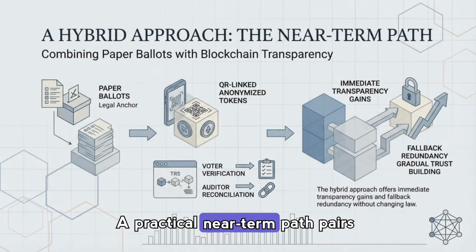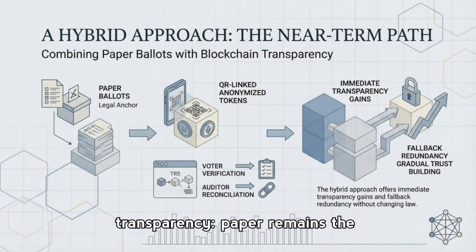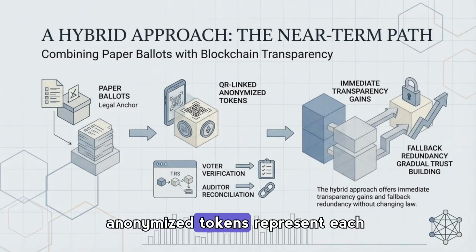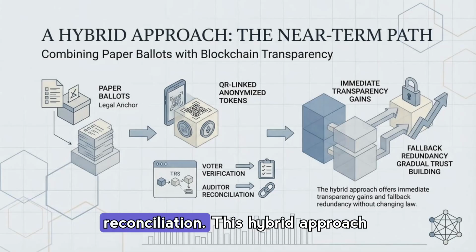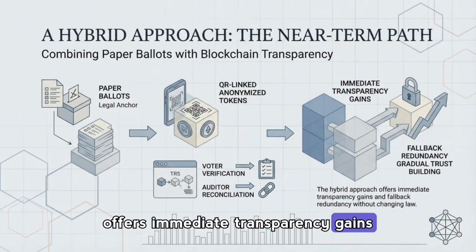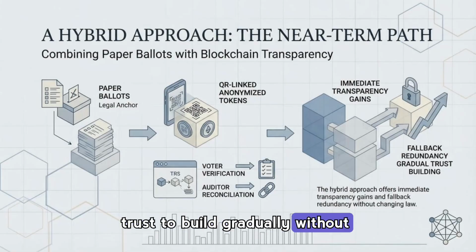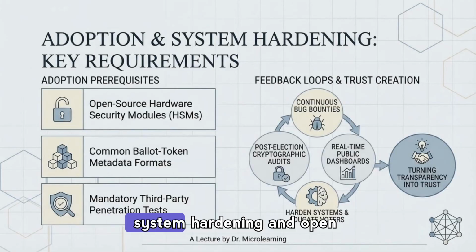A practical near-term path pairs paper ballots with blockchain transparency. Paper remains the legal anchor, while QR-linked, anonymized tokens represent each ballot on one chain, enabling voter verification and auditor reconciliation. This hybrid approach offers immediate transparency gains and fallback redundancy, allowing trust to build gradually without forcing rapid legal changes. Widespread adoption depends on system hardening and open practices.